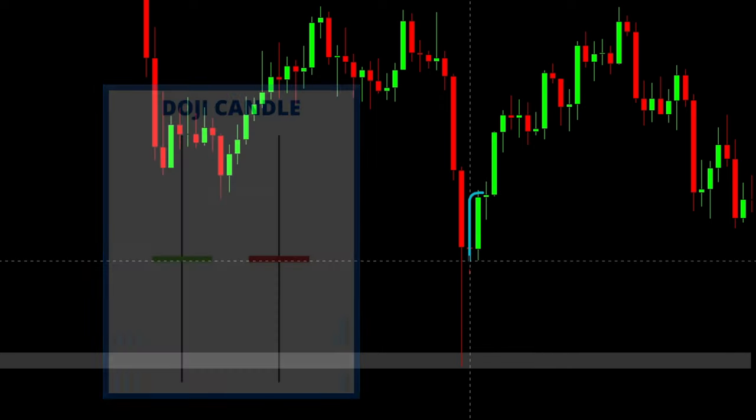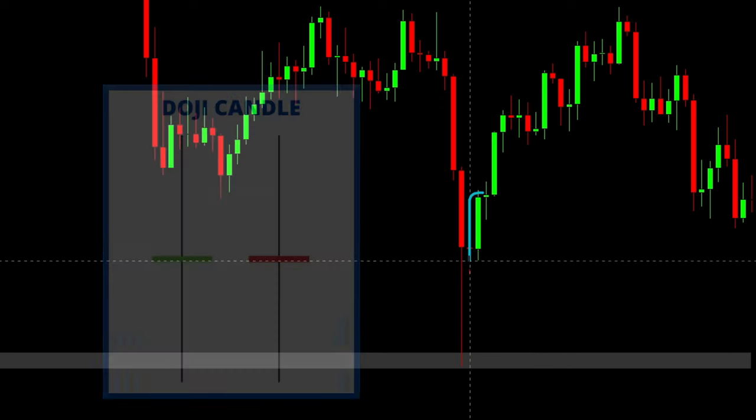A doji candle is a candlestick that represents indecision in the market. And this basically means that neither the bulls nor the bears are in full control. So the context for the doji candle is very significant. Let's imagine here that you have a strong trend towards the downside, and then a doji candle or even multiple doji candles appear. This right here is actually a sign that the downtrend is either cooling down or that we might actually see a reversal here towards the upside.